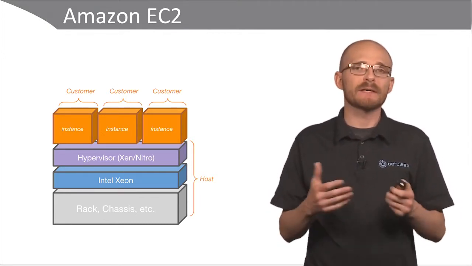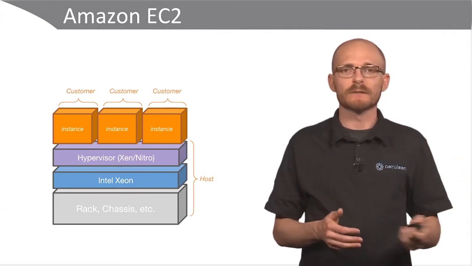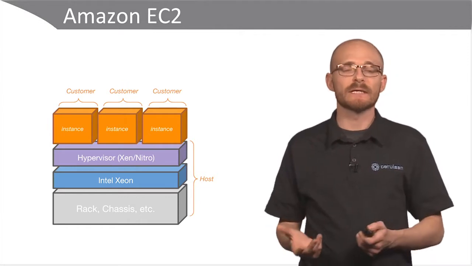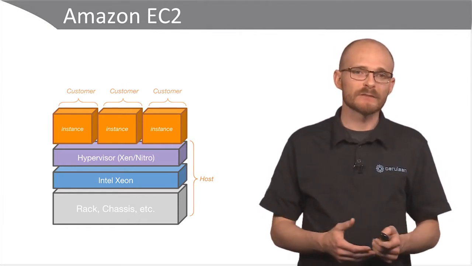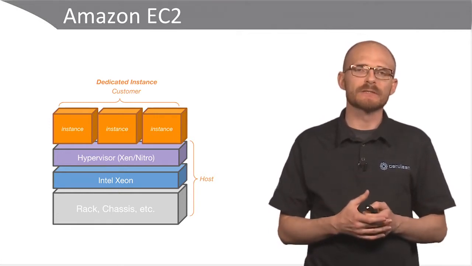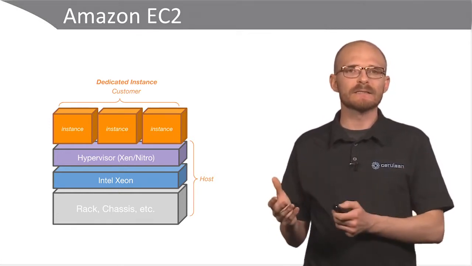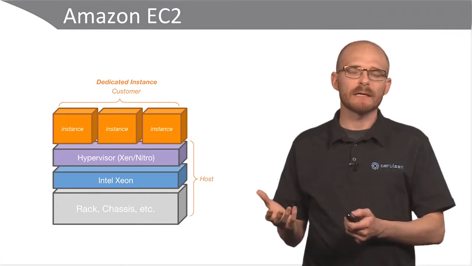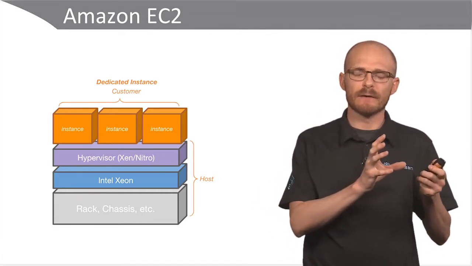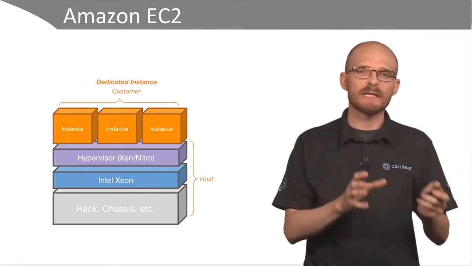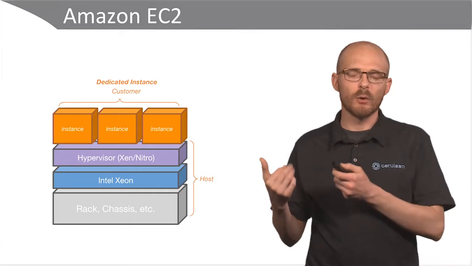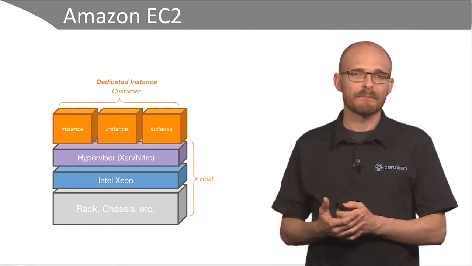Now, if you have a need, be it some type of regulatory need or a business policy need, to run in a single tenant environment, we can do that as well. So we do have an opportunity to run what we call a dedicated instance. When we run a dedicated instance, Amazon will ensure that that virtual machine is placed on a host where we, as an organization, are the only customer on that machine.